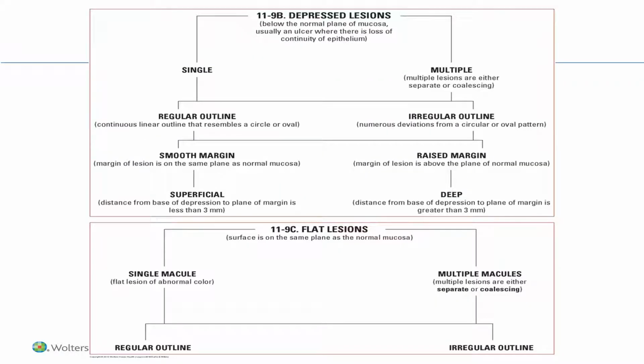All right, I really like this slide because I feel like it gives you guys a really good way of working through how to determine what's what, okay? So single, this is for depressed lesions. We have single, multiple, regular outline, irregular outline, smooth margin. So it just kind of lays it all out for you, as does the macule lesions. And this is in your book.